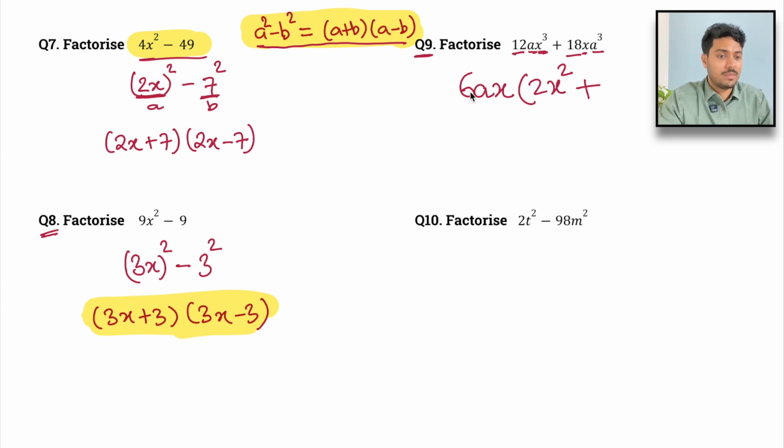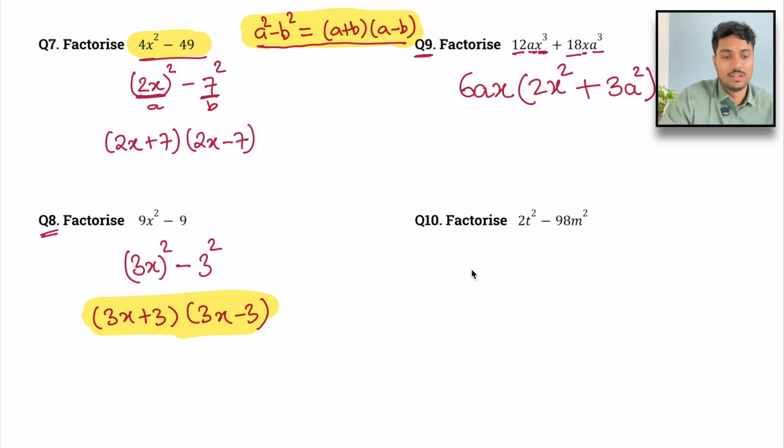Plus 6 multiplied by what will give us 18? 3. 6 times 3 is 18. A multiplied by what will give us a cubed? That is a squared. And we already have x outside, so we don't need to write x inside. That's how we get 18xa cubed covered. So this is the answer.